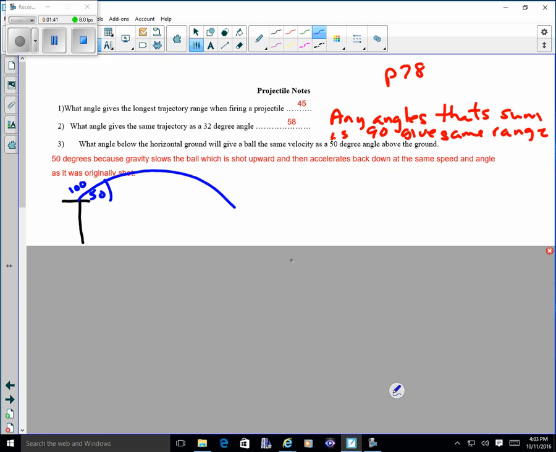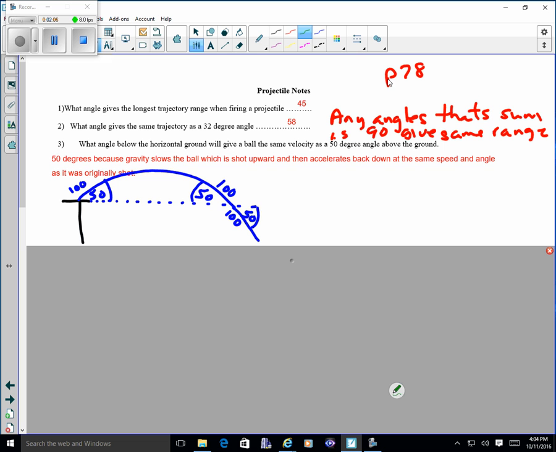And since opposite interior angles are the same, that means this is the 50 degree angle, and it's still going 100 miles an hour here. So if I come over here to the other side, I could shoot a bullet down at 50, and it's going to come out of the gun at 100 miles an hour. And the green right here is the same as the blue right here.